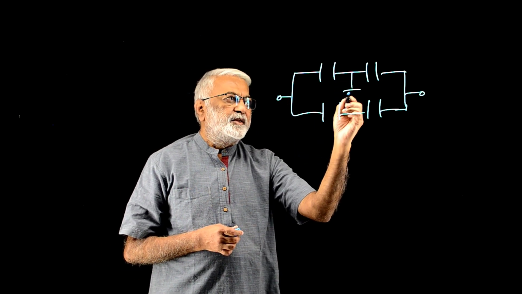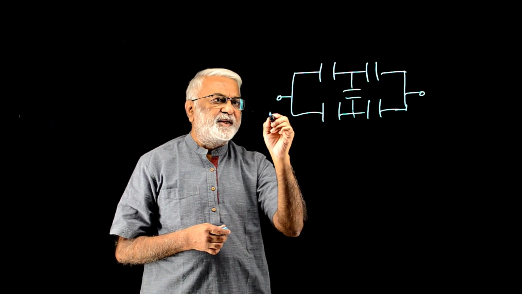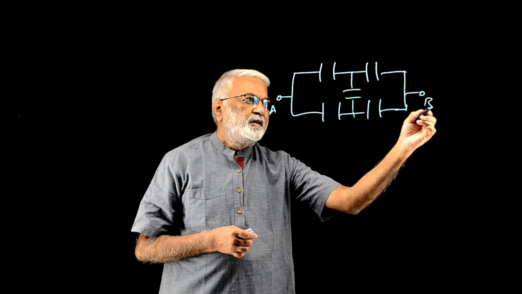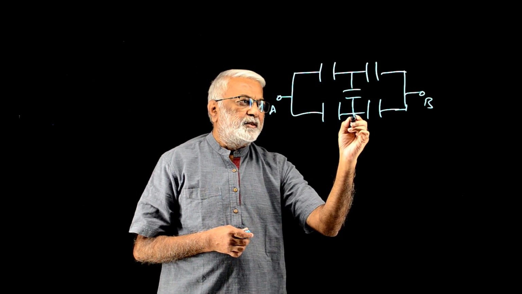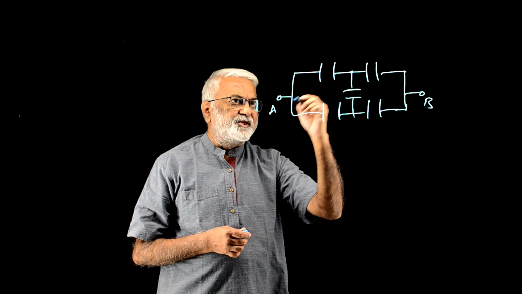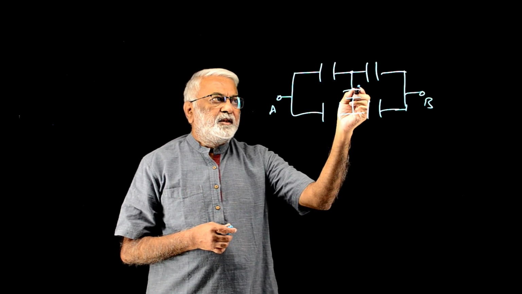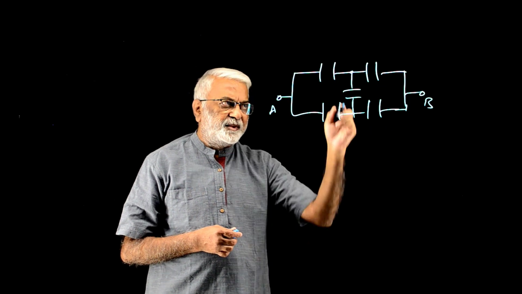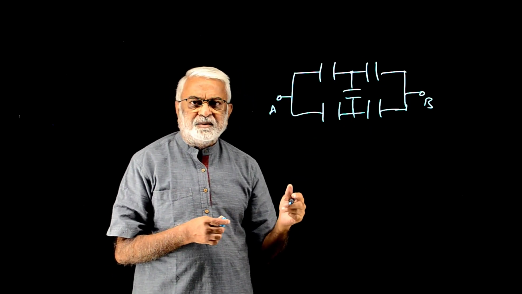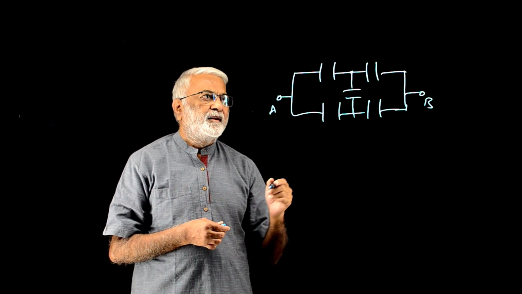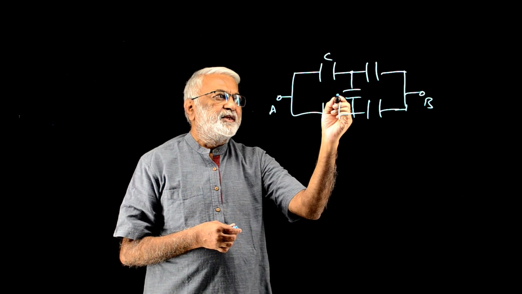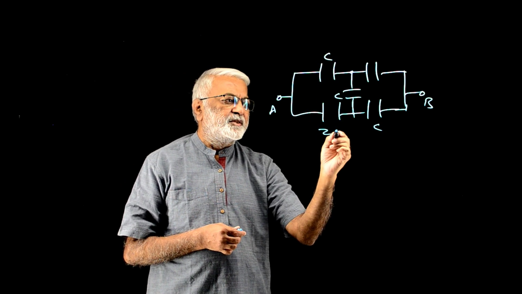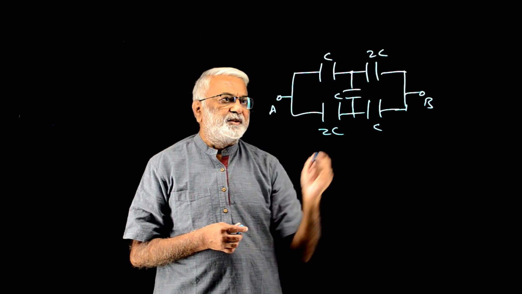So this is our system of capacitors connected between A and B. There are two extra junctions between A and B. I have seen that if the capacitor did not exist, it would be a simple connection. But with that capacitor added, it makes it all messy. Let's say this capacitor is C, C, C, and this is 2C and 2C.